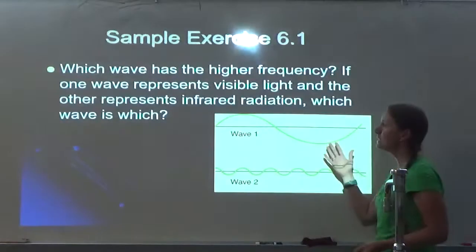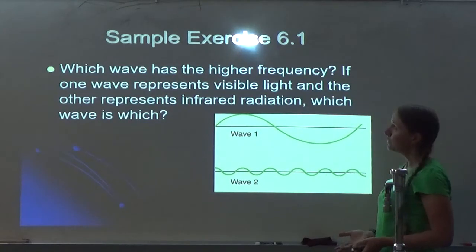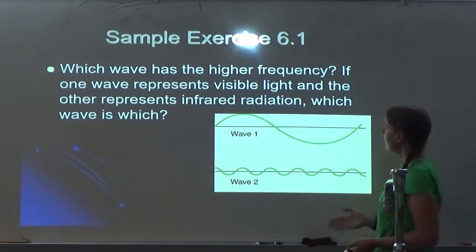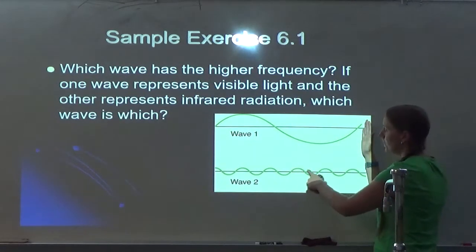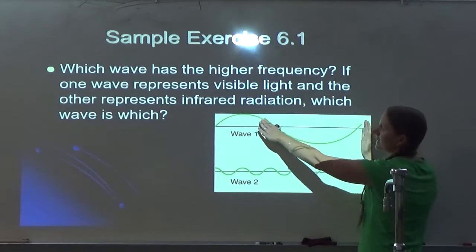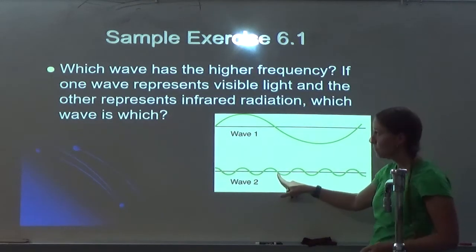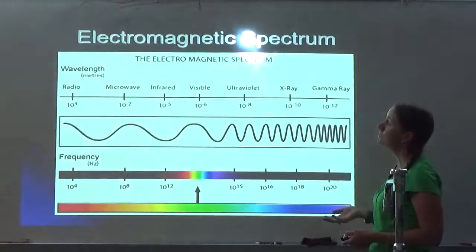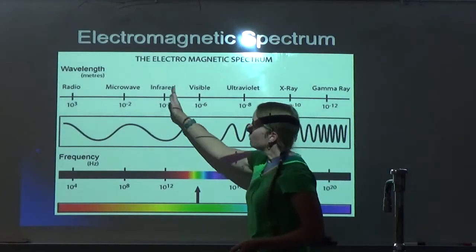All right, so first, this one's not a math question, it's just a conceptual question. It says, which wave has the higher frequency? If one wave represents visible light and the other represents infrared radiation, which wave is which? If I look at these, if they're traveling the same speed, a lot more of these waves are going to pass than this one. So the higher frequency would be wave 2. Then it says which one represents visible light and which one represents infrared. Well, if I look, visible light is here, infrared is here.